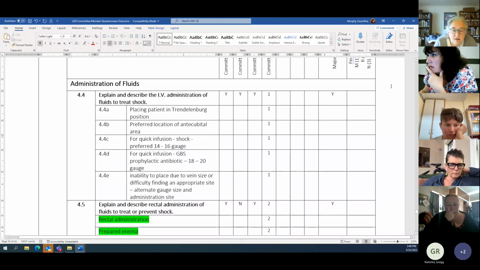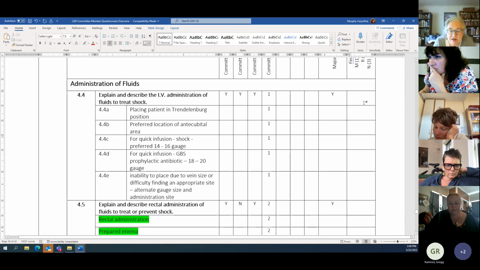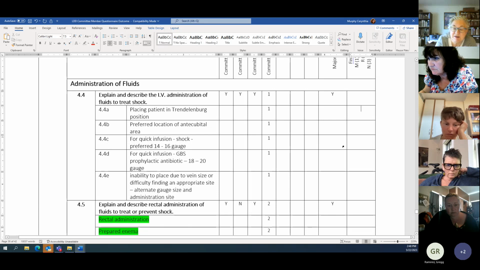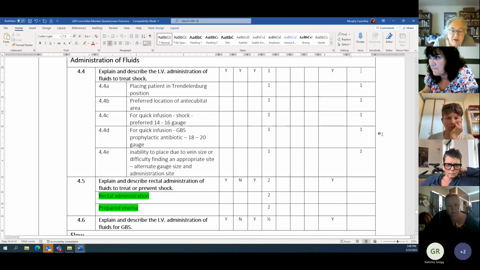Fluid flows to treat shock. So the key elements here are the Trendelenburg, because she's in shock, don't sit her up. The AC site, because you need as large a needle as possible, easily accessible, and you have loss of fluid, so it could be harder to get a vein, there could be some vasoconstriction. The larger gauge, if possible. The GBS prophylaxis is not for treatment of shock. That doesn't even need to be in there. That goes somewhere else. This comes out completely.